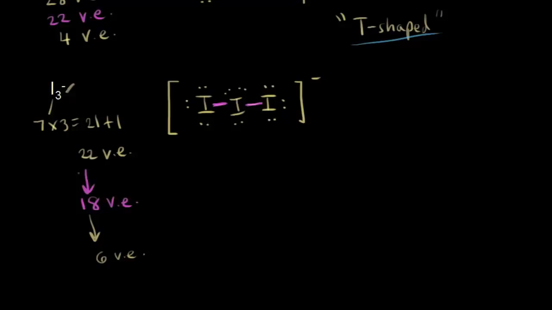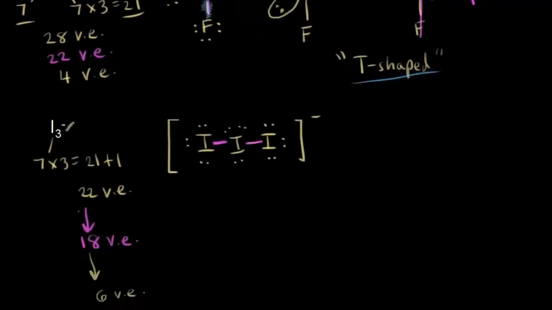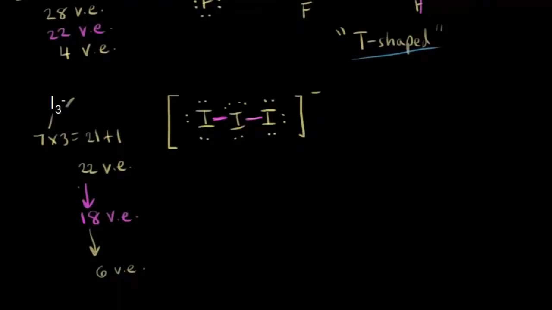And so let's go back up here to our next step. Number 1, we've already drawn a dot structure to show our valence electrons. In step 2, we count the number of electron clouds that surround our central atom. So let's look at our central atom and figure out how many electron clouds surround it. These bonding electrons are an electron cloud, these bonding electrons are an electron cloud, and our non-bonding electrons, our lone pairs of electrons, are still regions of electron density, and so you can see we have a total of 5 electron clouds for this dot structure too.